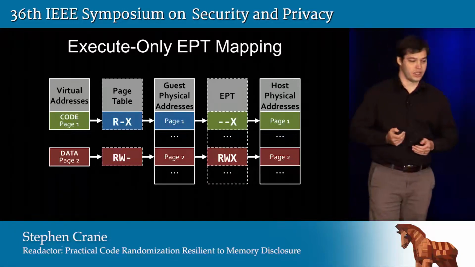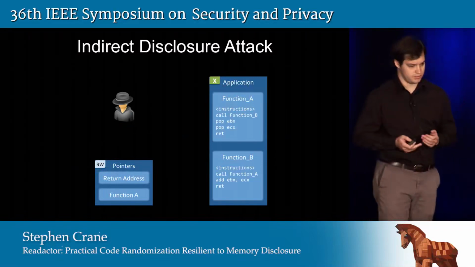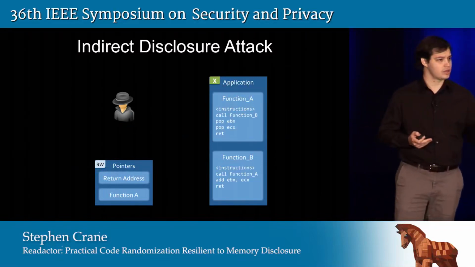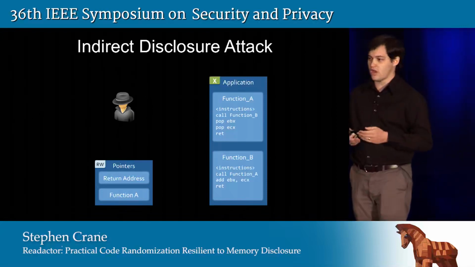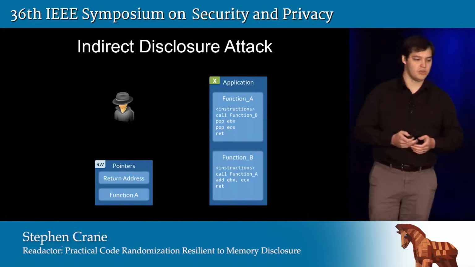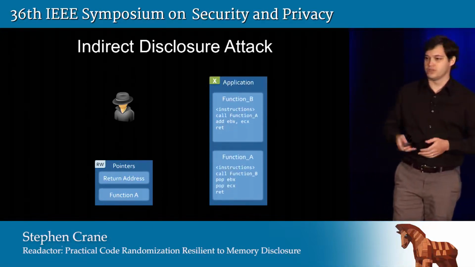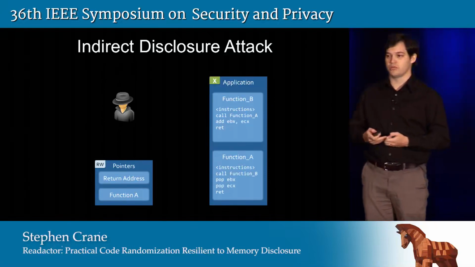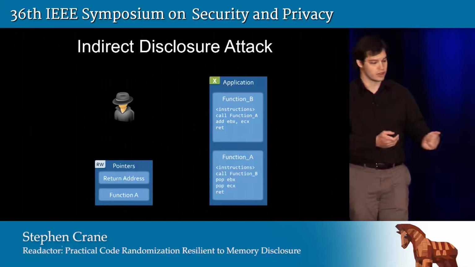So on to the second type of memory disclosure, the indirect disclosure attack. Now, why is this dangerous? The attacker can read code pointers that are located in readable memory. Now, let's assume that we have a somewhat medium-grained randomization. Let's say we permute the order of functions in the program. This is a very efficient way. We can also permute the order of pages so that we still get memory sharing. This has been demonstrated previously.